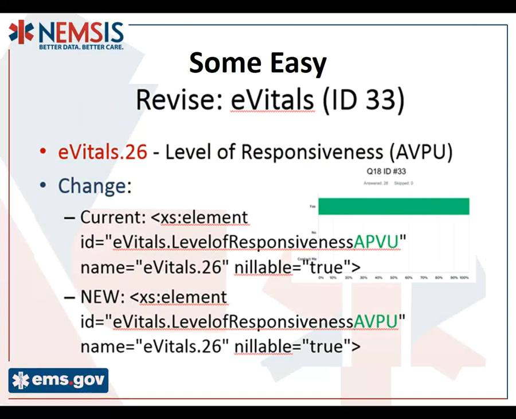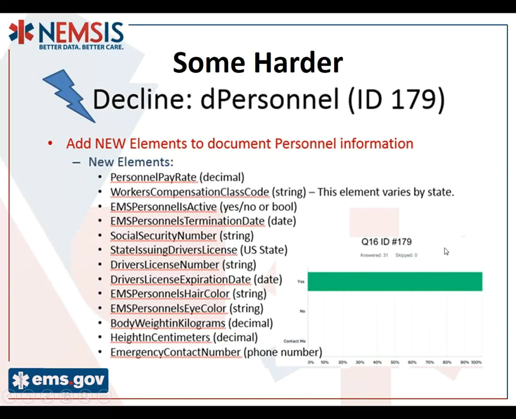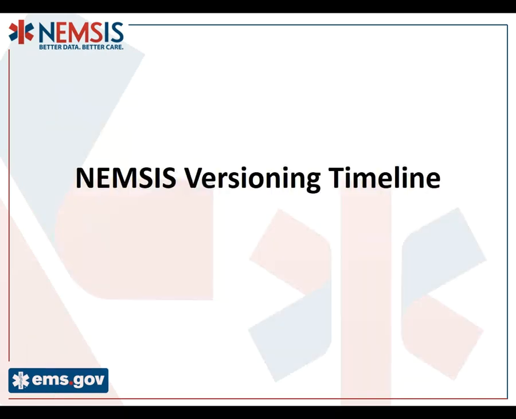Some of the changes are easy, just really misspellings. Here we misspelled AVPU in the underlying structure of the standard. So a really easy change to make. Some of the changes will be harder. For example, here was a change that was requested to add a lot of new elements to the dPersonnel section, and the expert panel has declined to even accept this recommendation. So we'll continue to work through these 118 requests for changes with great transparency, making sure that state data managers and state directors understand what those suggested changes are and what the decisions are regarding those.